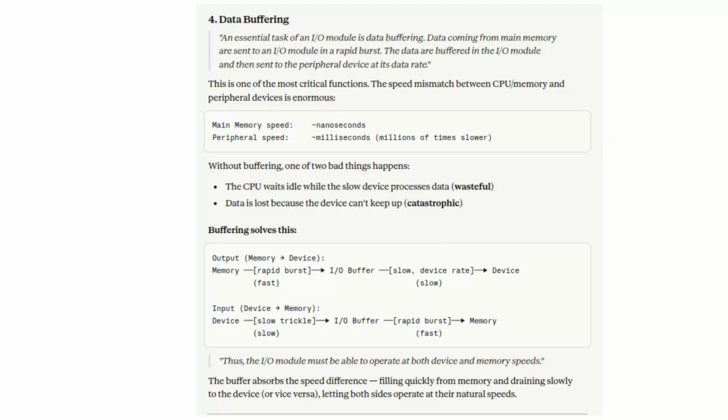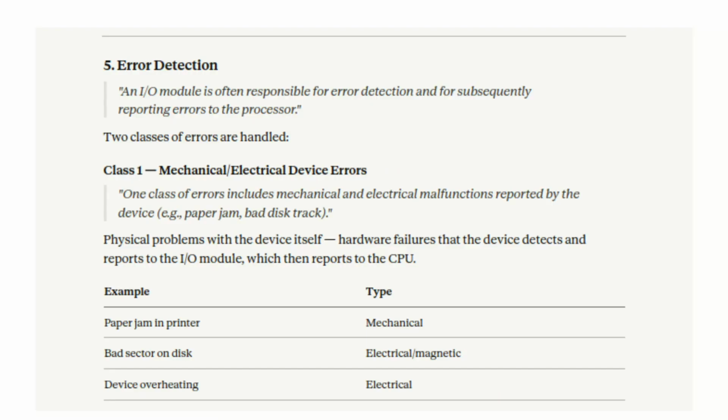So you have to understand the two problems happening here. The first is a waiting problem and the second is the catastrophic problem. Because of these problems, there is the IO buffer, which helps absorb the speed difference between these devices. That means the IO module can operate at both the device speed and the memory speed. That is another function the IO module does. Now next is error detection.